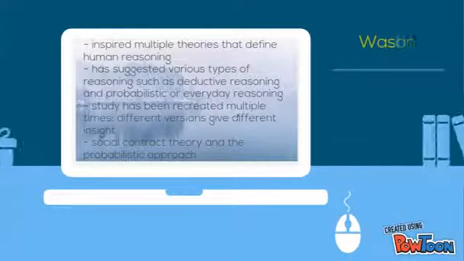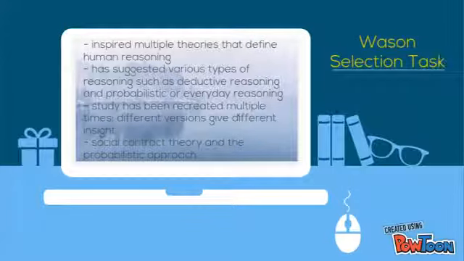The Wason selection task has inspired multiple theories that define human reasoning, and some of these theories have suggested various types of reasoning, such as deductive reasoning and probabilistic or everyday reasoning.